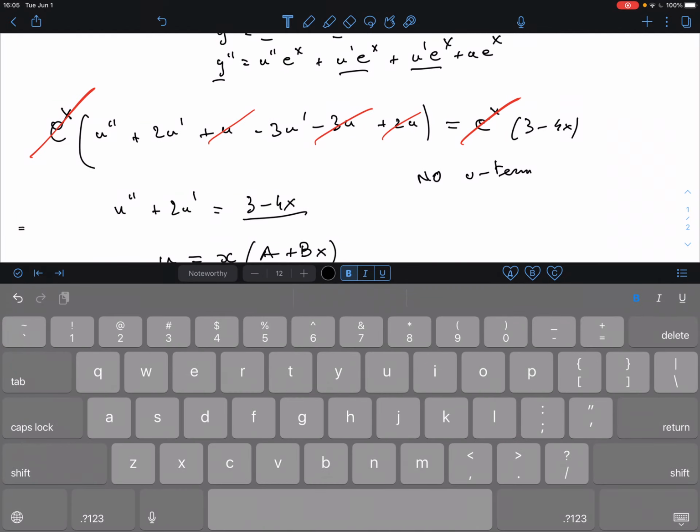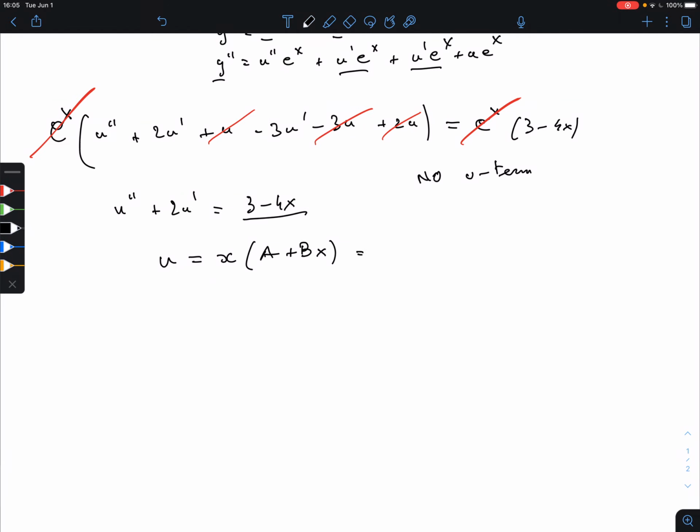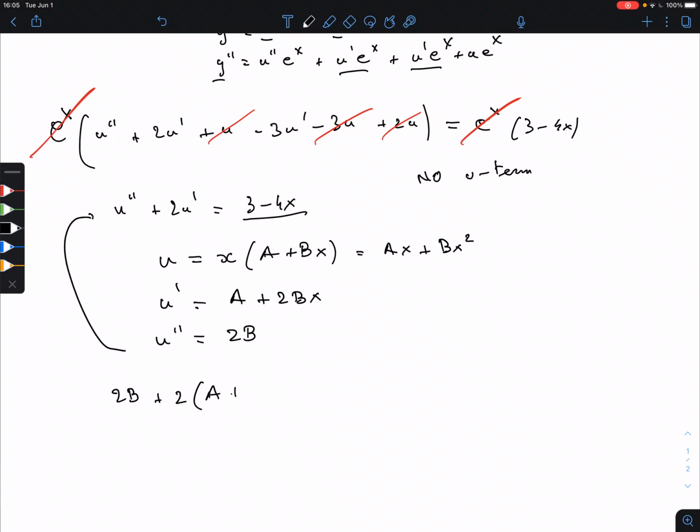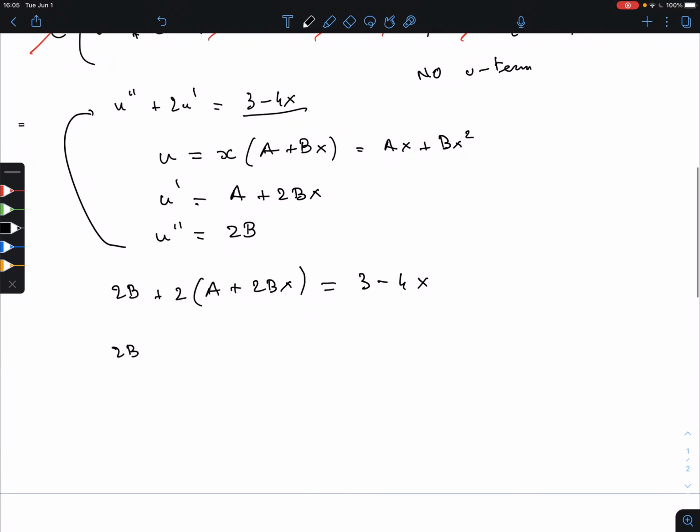To expand this, ax plus bx squared, because we're going to have to take the derivatives. So u prime is a plus 2bx, and u double prime is therefore 2b. Okay, we plug this all in here. So we get 2b plus 2a plus 2bx is equal to 3 minus 4x. So that means 2b plus 2a plus 4bx is 3 minus 4x.